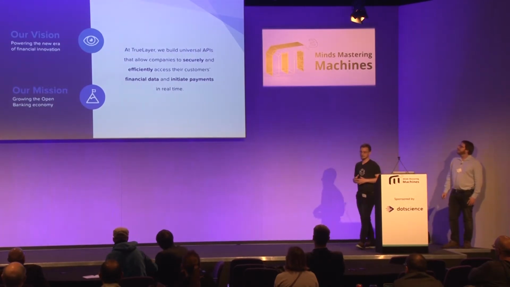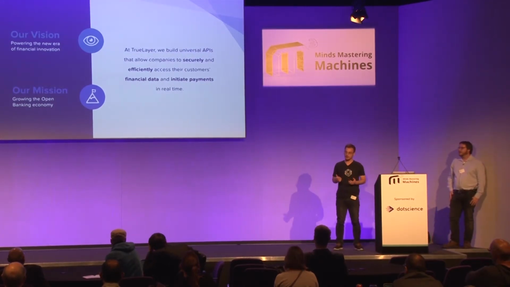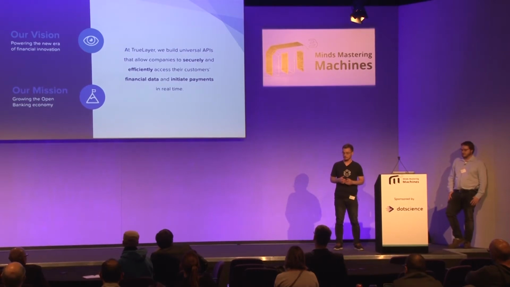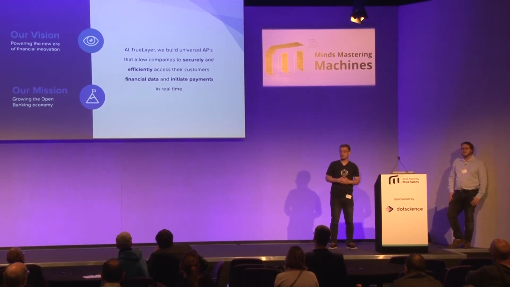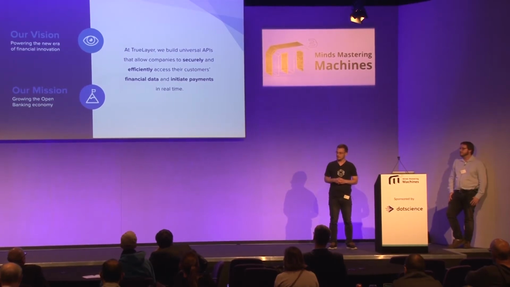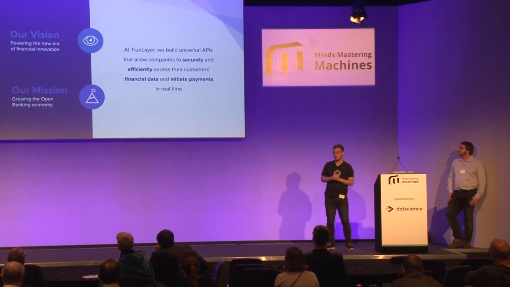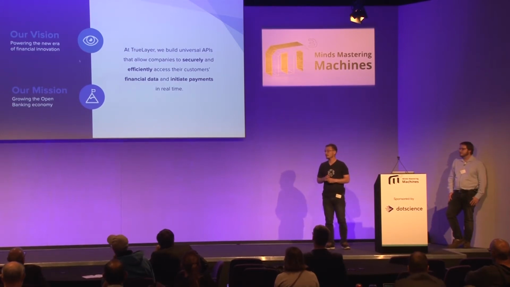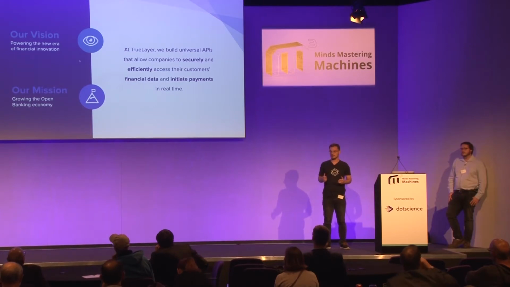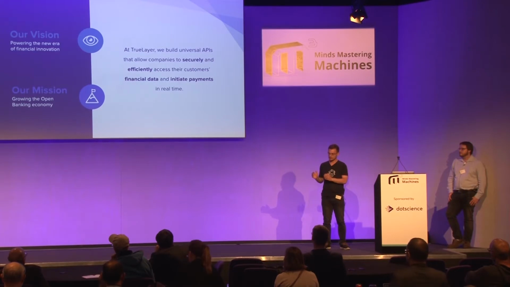But before I do that, I'll just give you a brief introduction of who TrueLayer are and the problem we are trying to solve. So at TrueLayer, we build banking APIs. We started around 3 years ago. We are 75 people at the moment, and we'll grow to 200, hopefully by the end of next year. So our vision is to power the new era of financial innovation, and our mission is to grow the open banking economy.